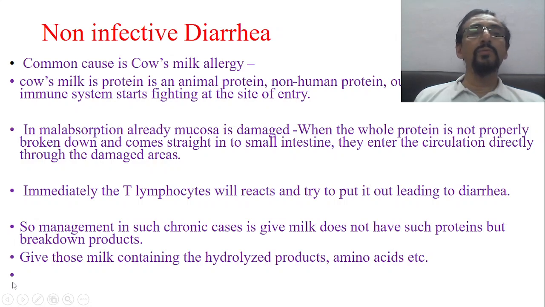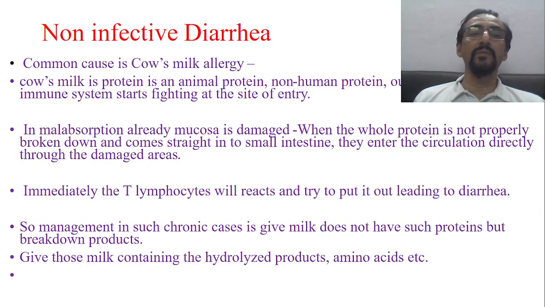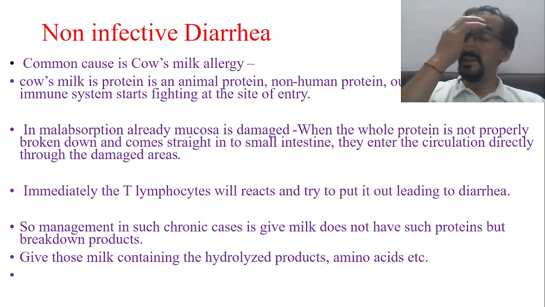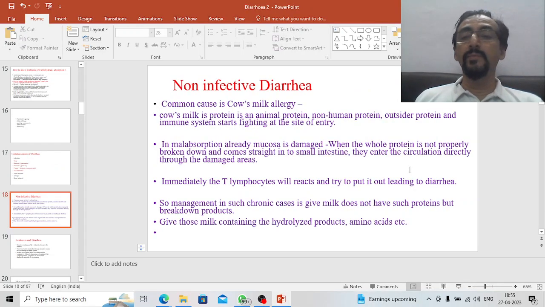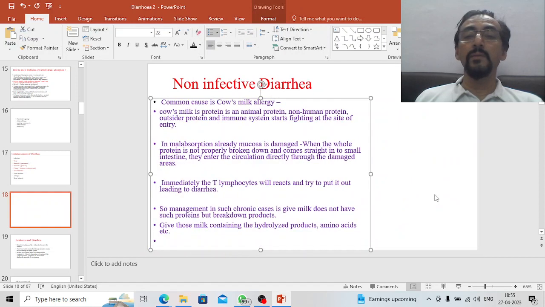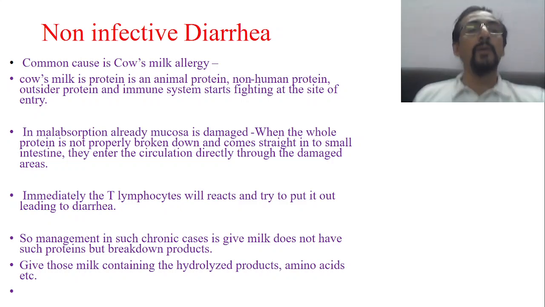Now we look into the non-infective diarrheas. First we will look into non-infective diarrheas. One of the most common causes of non-infective diarrhea is cow's milk allergy. Cow's milk allergy is one of the most common causes. Now we know that cow's milk protein is an animal protein basically. Okay, it's a non-human protein. Human protein नहीं है, वो animal protein है.